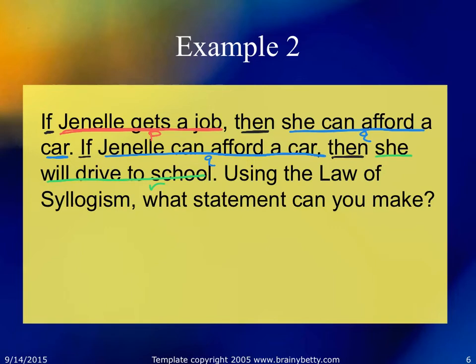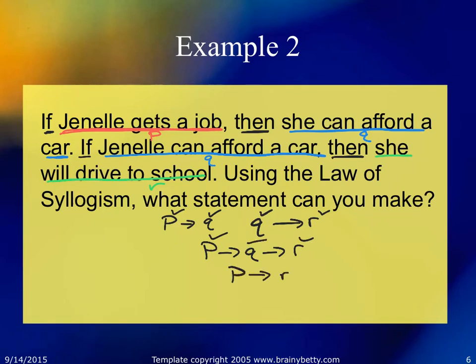Using the law of syllogism, and remember the law of syllogism looks like this. If P is true, then Q must be true. And if Q is true, well then it must be true that R is true. So we can make this statement: if P is true, then Q, and if Q is true, then R. And one last shortening, if P is true, then R is true. If the first thing is true, then the last thing must be true, because this series of events says the first thing leads to the second, and the second thing leads to the third.